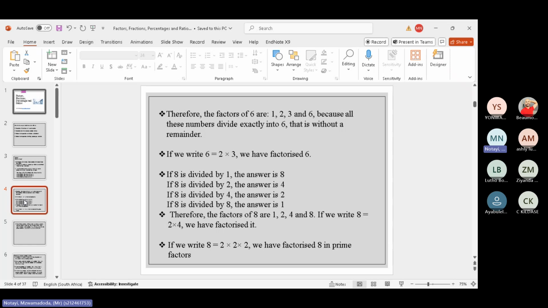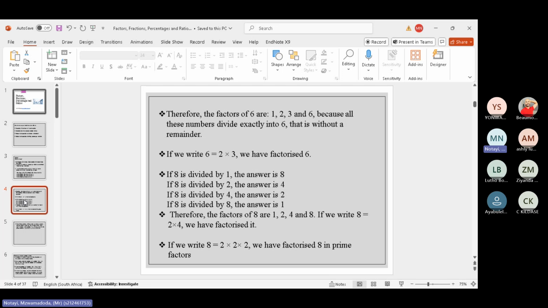If 8 is divided by 1, the answer is 8. If 8 is divided by 2, the answer is 4. If 8 is divided by 4, the answer is 2. If we divide 8 by 8 itself, the answer is 1. Therefore, all the numbers that we've listed are the factors of 8, and that is 1, 2, 4, and 8. If we write 8 is equal to 2 times 4, we have written 8 in its factors, meaning we have factorized it.